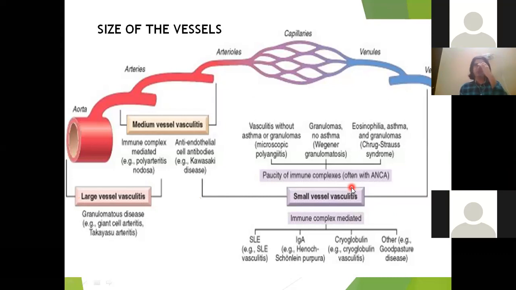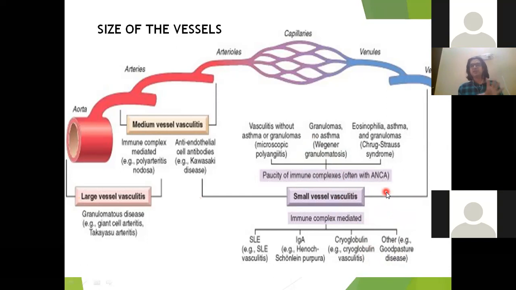Similarly, in cryoglobulinemia, immune complex mediated vasculitis occurs, right? On the other hand, Goodpasture syndrome is not immune complex mediated, it is basically antibody mediated. Then the second category is pauci-immune, that is, no immune complexes. Then what is the pathogenesis? The pathogenesis is anti-neutrophil cytoplasmic antibody, right?